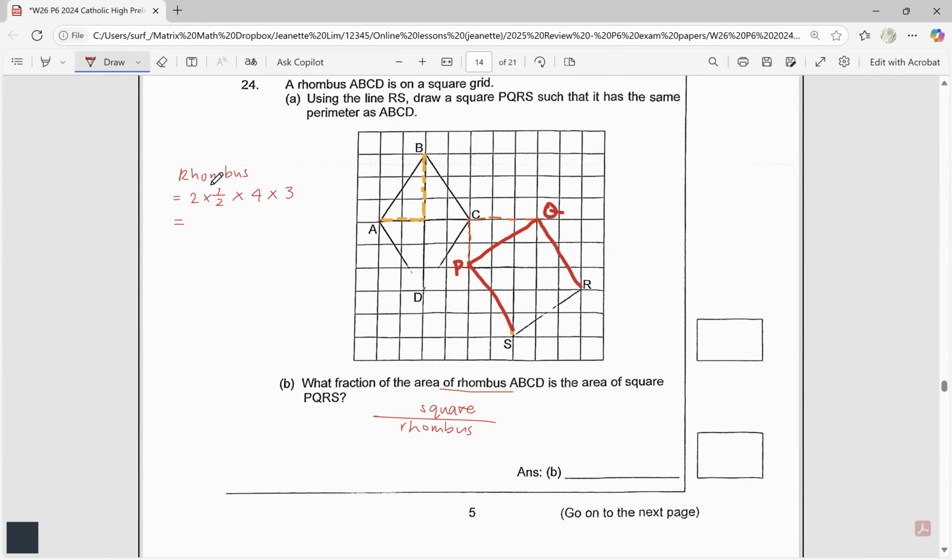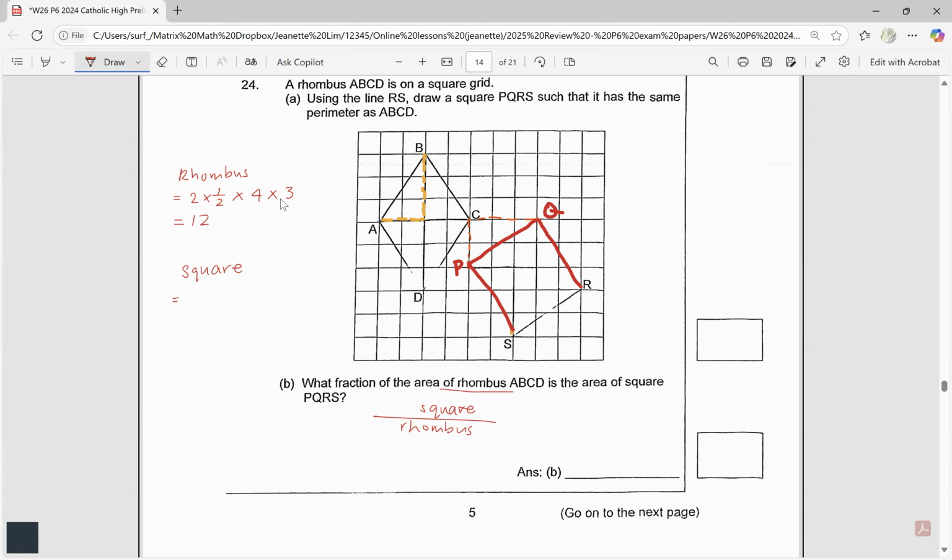So 2 triangles. Okay, that's why the 2 is there. 2 triangles. Okay, 2 times half is 1. 1 times 4 is 4. 4 times 3 is 12. So the rhombus has an area of 12. Now the square is a little harder to see.